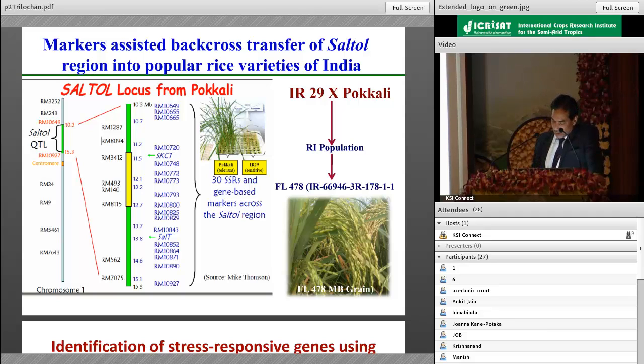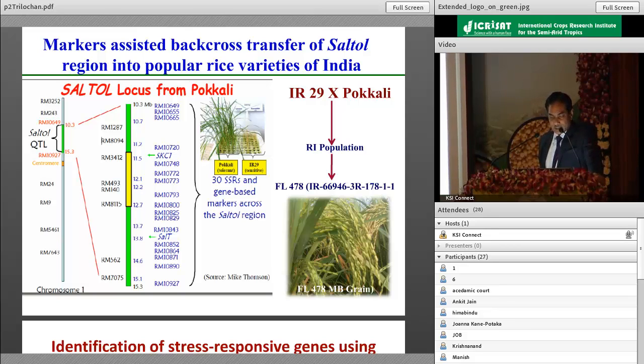One can see, for instance, SKC1, which was cloned some years ago, almost 5 years ago, and there is also SalT, which was cloned even much earlier, and another called pectin esterase, located somewhere here. So these are 3 genes, and gene-based markers have been developed at IRRI, and some of these markers are being utilized by national programs.